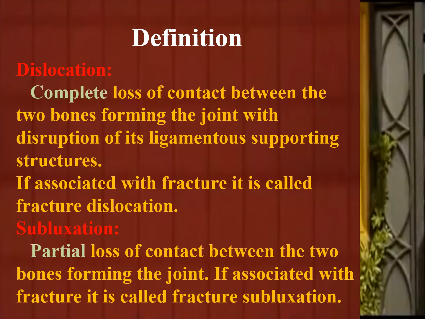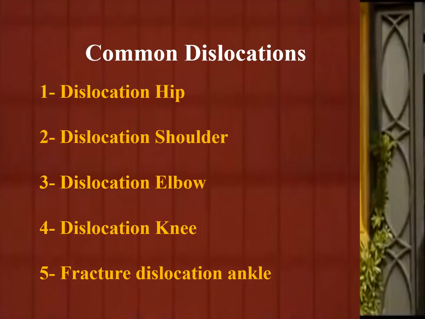Subluxation is a partial loss of contact between the two bones forming the joint. If associated with fracture, it is called fracture subluxation. Dislocation can occur at any joint in the body, but the most common is dislocation hip, dislocation shoulder, dislocation elbow, dislocation knee, and dislocation ankle, which is usually associated with fracture. That's why it is called fracture dislocation.